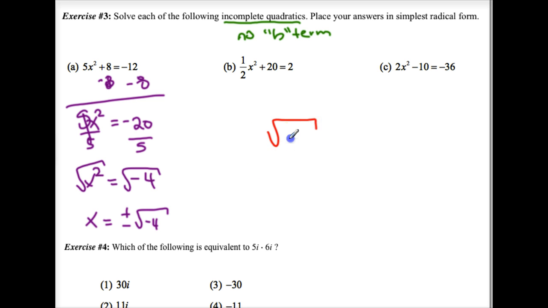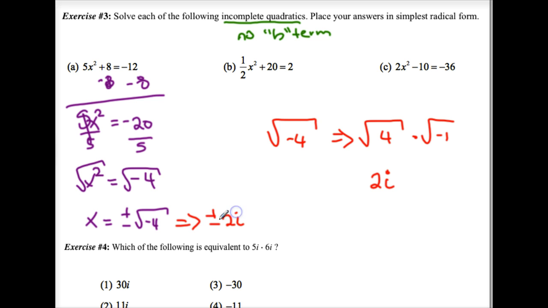Square root of -4 can be broken down as the square root of 4 times square root of -1. And we know this becomes what? 2i. So this is going to actually be plus or minus 2i, and those are my roots of my quadratic. So I'm going to take this off because I need space. Make sure you get this copied, okay?